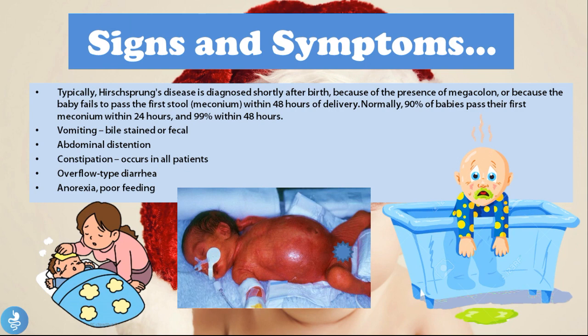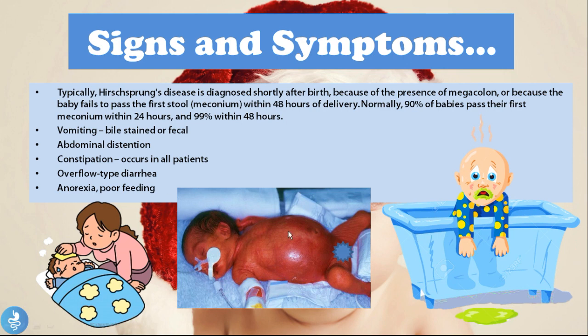So now let's talk about some signs and symptoms of Hirschsprung's disease. Typically, Hirschsprung's disease is diagnosed shortly after birth because of the presence of megacolon, or because the baby fails to pass the first stool, which is called the meconium, within 48 hours of delivery. Normally, 90% of babies pass their first meconium within 24 hours and 99% of them within 48 hours.